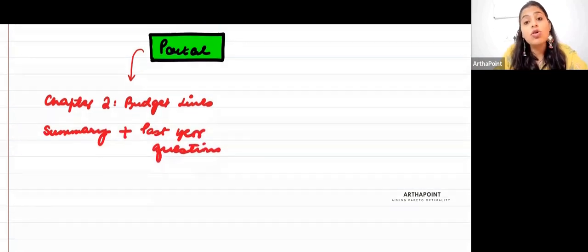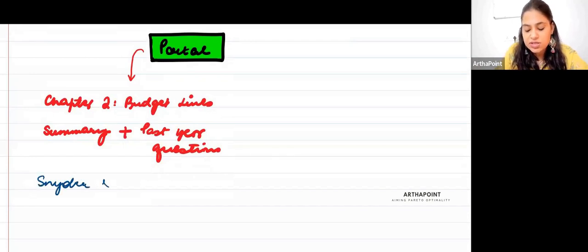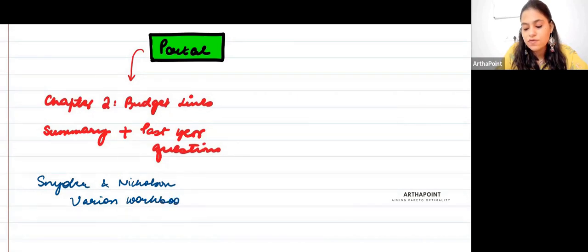Then in your portal, you will see that slowly you will have the solutions of Snyder and Nicholson and the Varian Workbook also. Both of these would be available in your portal. If possible, do Snyder and Nicholson also. Otherwise, doing the Varian Workbook is the minimum.